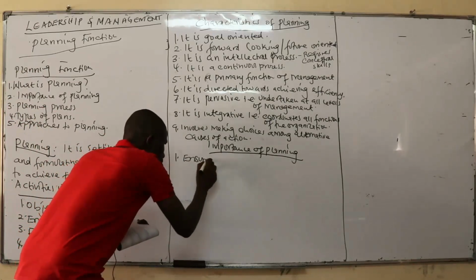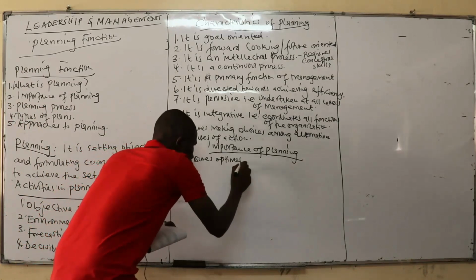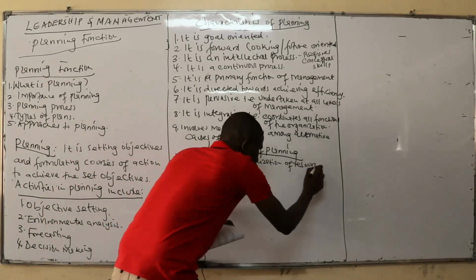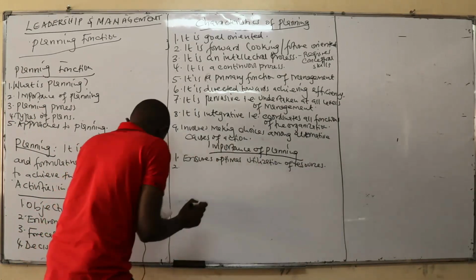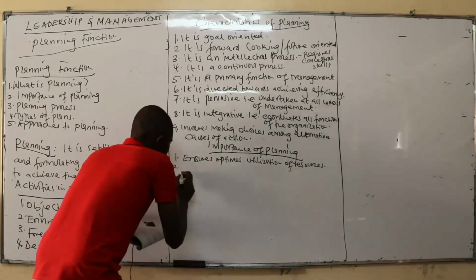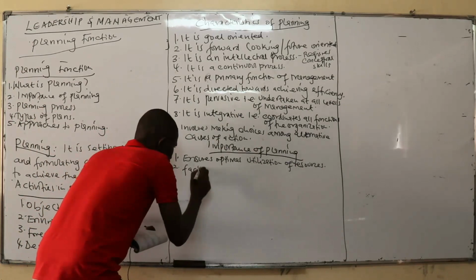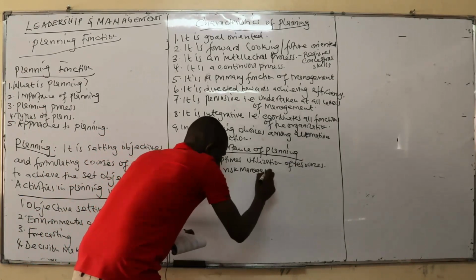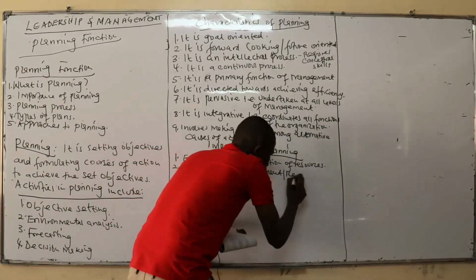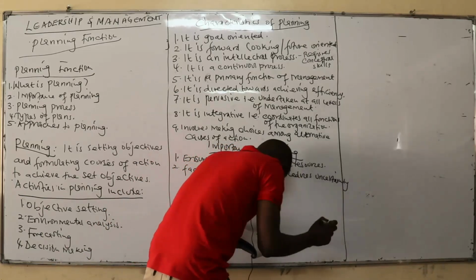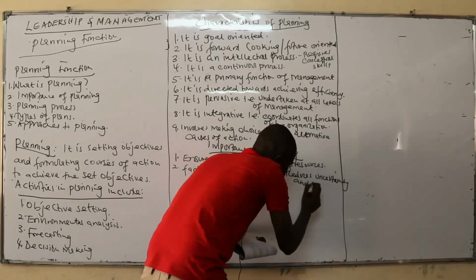One, ensures optimal utilization of resources. Two, facilitates risk management, or someone else may put it this way, reduces uncertainty and risks.